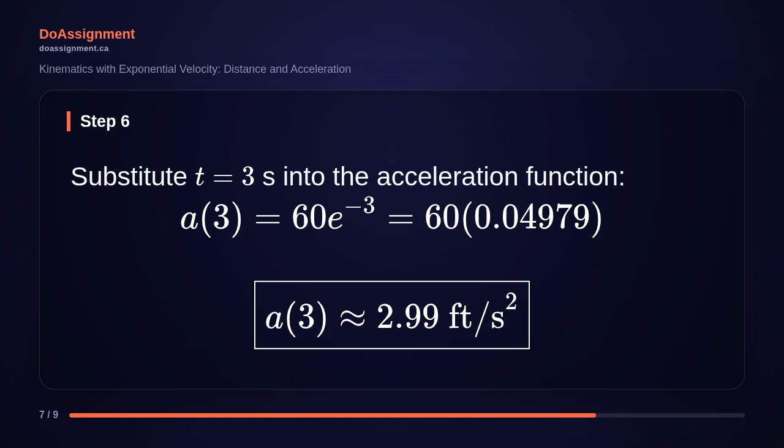Plugging t equals 3 into the acceleration function gives 60 times e to the negative 3, which is 60 times 0.04979, approximately equal to 2.99 feet per second squared.